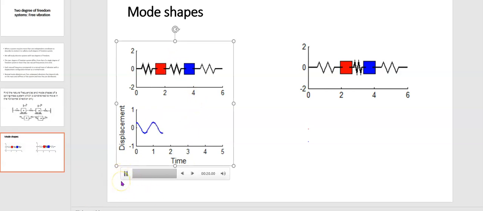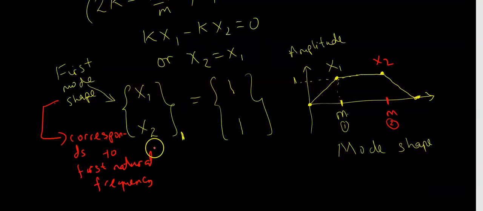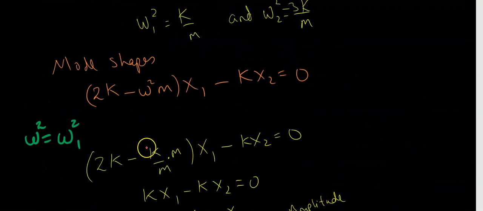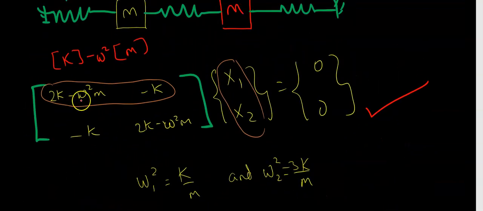Now let's look at the second mode shape. What does the second mode shape correspond to? Well, the second mode shape corresponds to the second natural frequency, right? So to do that, I again go back to this expression that I multiplied, the first row by the first column.